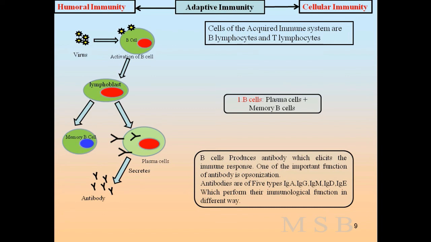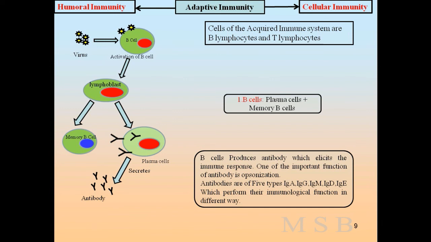A single plasma cell can secrete more than 2000 molecules of antibody per second. These antibodies are major effector molecules. One of the important functions of antibody is opsonization. In opsonization, antibody completely coats the pathogen which is recognized by the immune system. This is called opsonization. The coated cell acts like a signal to the other immune cells, which come and digest the coated cells.